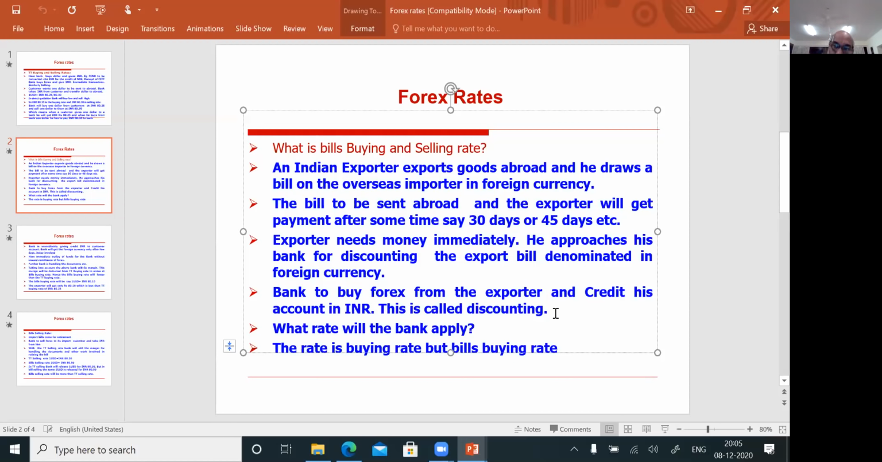Here, what rate will you apply? That rate is called the bills buying rate. So TT buying rate, how much? 80.20. Here, the rate you are going to apply is called the bills buying rate. It is a buying rate, but the bills buying rate. What is that bills buying rate? We'll see the slide.